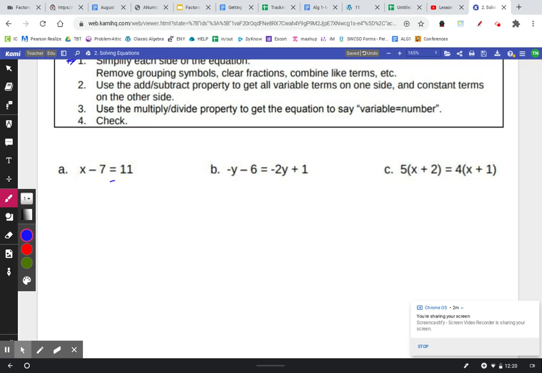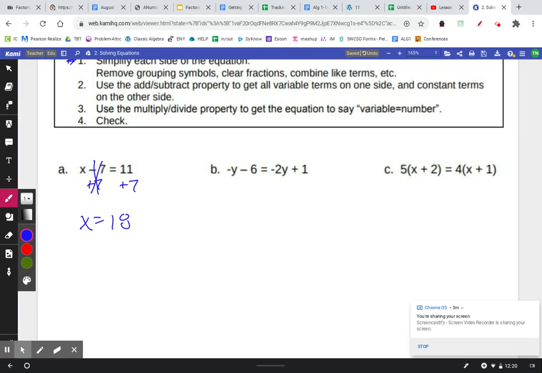We do this by the inverse. So the inverse of subtracting 7 is adding 7 on the left. I have to add 7 on the right. What I do to one side, I have to do to the other. I keep it balanced. I keep it fair. Negative 7 and positive 7 cancel out. The goal is to get rid of that. And I get x equals 18.